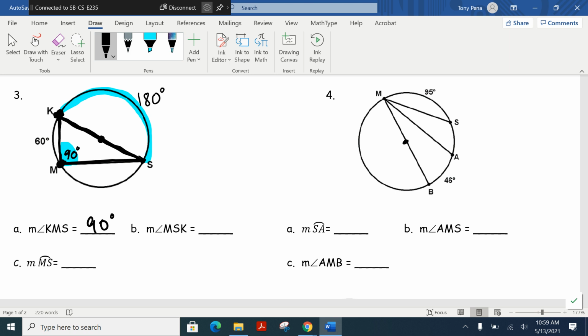B, MSK. So find angle MSK. Actually do the next two because I think B and C should be nice.